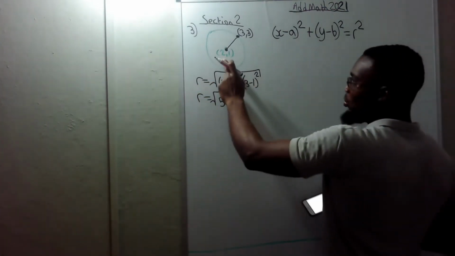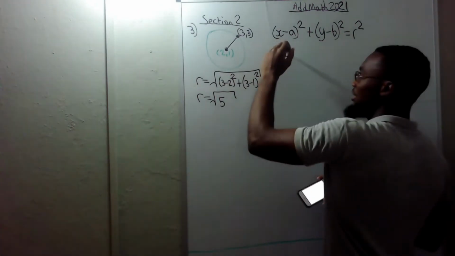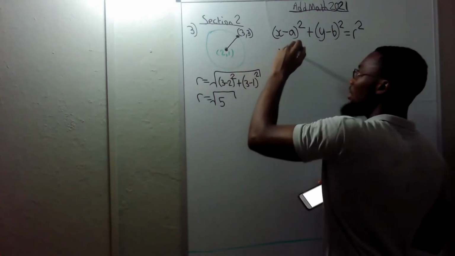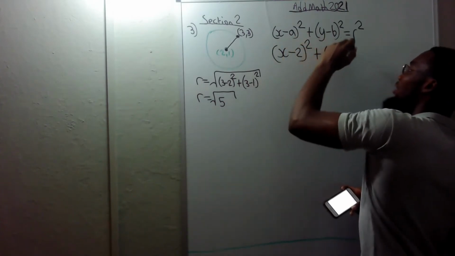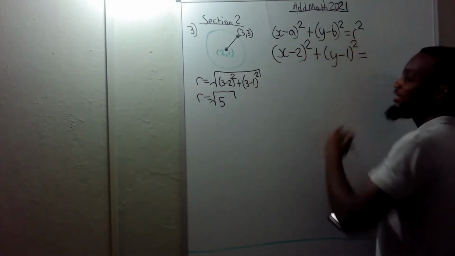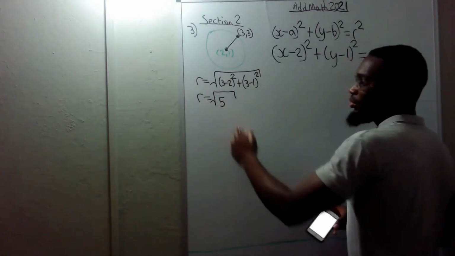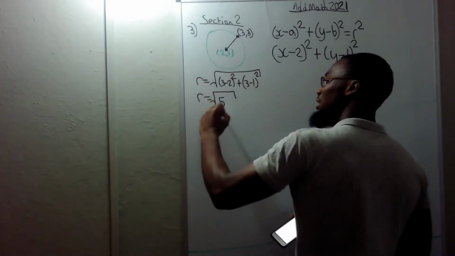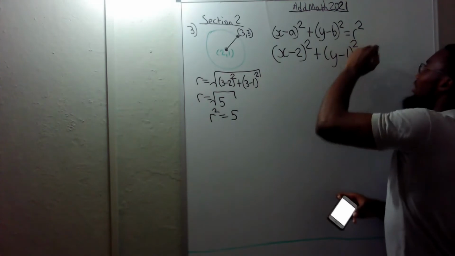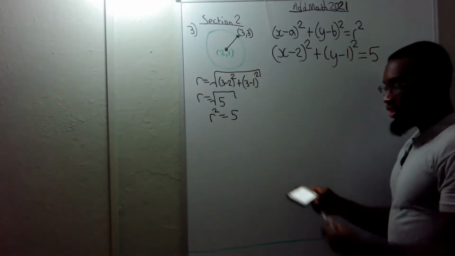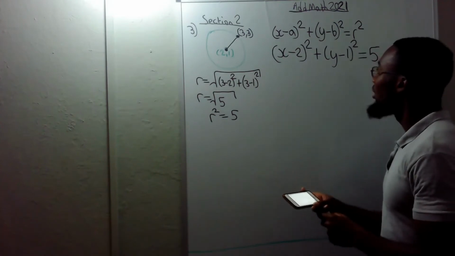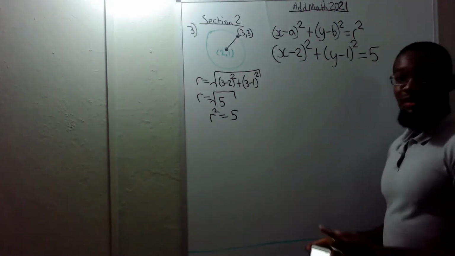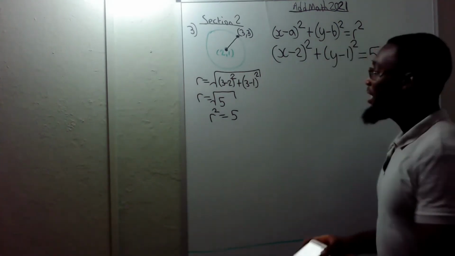The center is (2, 1), so the equation of the circle is (x minus 2) squared plus (y minus 1) squared equals r squared. If r is root 5, then r squared is 5. So guys, this is the equation of the circle. But oh no guys, look at that. That's not the form that they want it to be in.